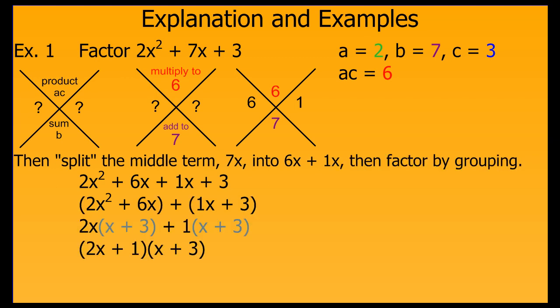Now we factor by grouping. We'll group the 2x² and 6x together, and the 1x and 3 together, and then factor the greatest common factor out of each of them. The GCF for the first group is 2x, and the GCF for the second group is 1. And we get a common factor, the quantity x plus 3. Therefore, we can write this in factored form as the quantity 2x plus 1 times the quantity x plus 3.